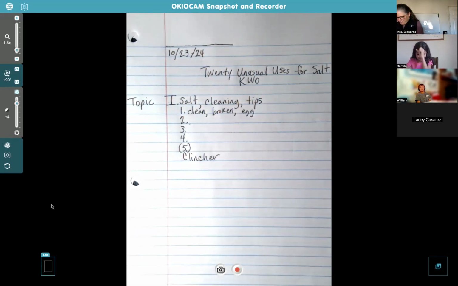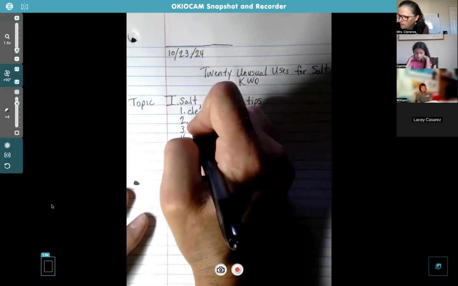If you drop an egg on the floor, cover the mess with salt. Wait for 20 minutes, and the salt will absorb the moisture and make it much easier to wipe up the egg.